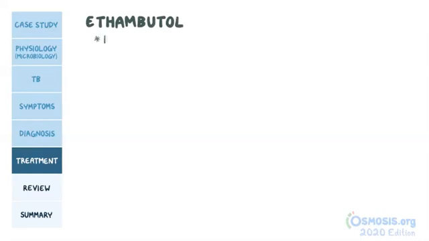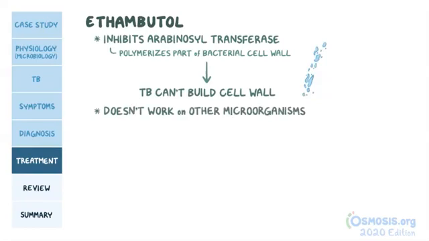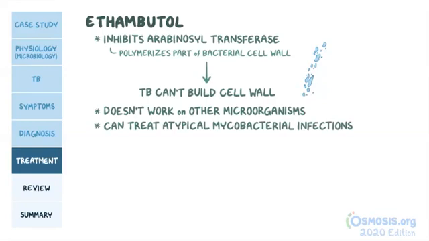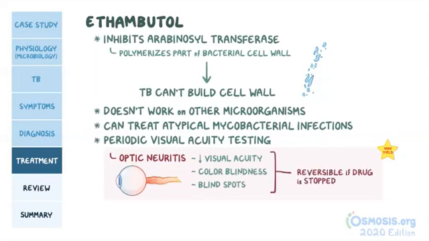Fourth, ethambutol inhibits arabinosyltransferase, an enzyme that polymerizes a part of the bacterial cell wall. Without this enzyme to promote carbohydrate polymerization, TB dies since it can't build its cell wall. Ethambutol doesn't work on other microorganisms, but it can be used to treat atypical mycobacterial infections. It also requires periodic visual acuity testing, as it can lead to optic neuritis, which is inflammation that damages the optic nerve. Optic neuritis leads to symptoms like decreased visual acuity, color blindness, and blind spots, all of which are reversible if the drug is stopped.